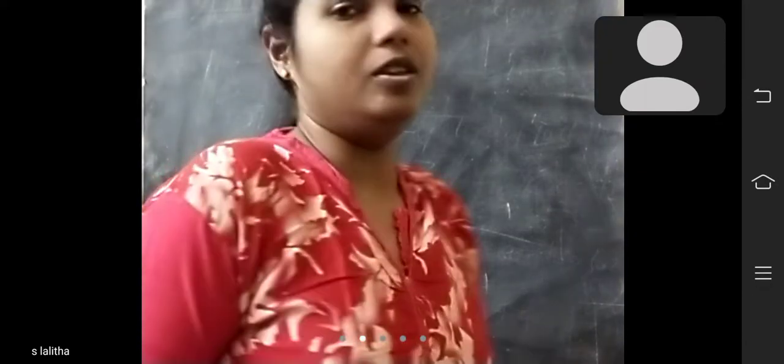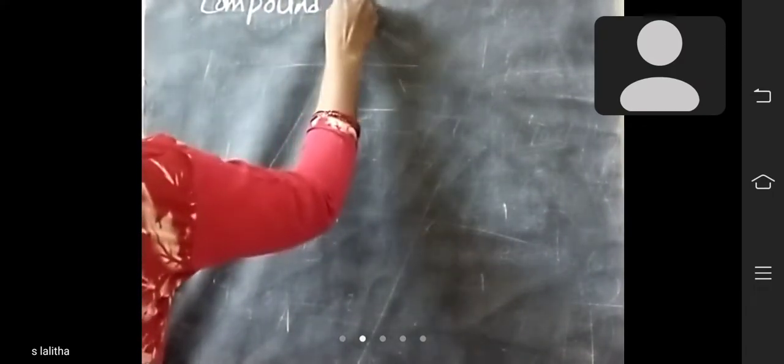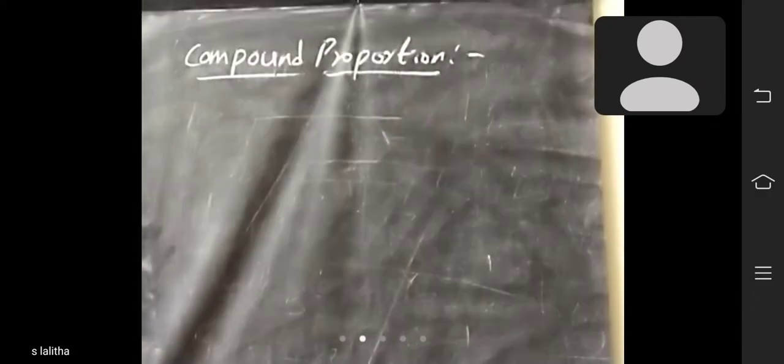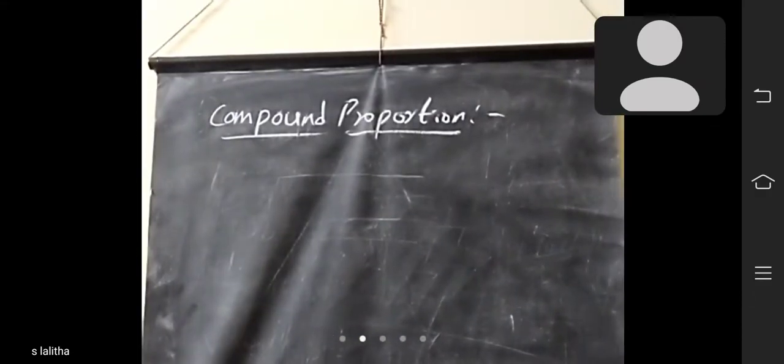So in the previous class we learned direct proportion and inverse proportion. Okay, now we are going to the next topic, compound proportion. What is called compound proportion? In direct proportion and inverse proportion, we are having only two quantities.